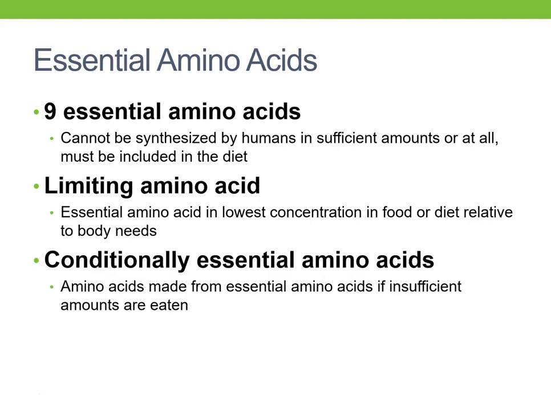Now, sometimes amino acids are what we call conditionally essential, which means most of the time we can make them. However, if we don't get enough in our diet of the raw materials, then we're not going to have the right amounts to be able to make that. So conditionally essential are really those amino acids that are made from other essential amino acids if insufficient amounts are eaten.